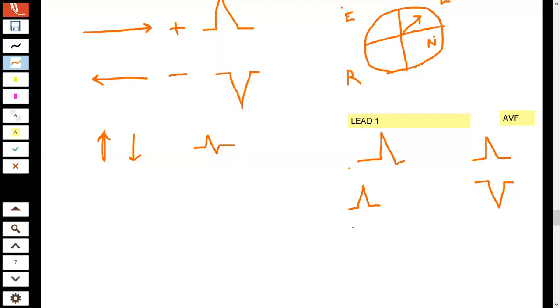If the QRS is negative in lead 1 and positive in AVF, we call it the right axis deviation, and the vector will lie somewhere between this quadrant. And in extreme deviation, we get both negatives. That means in both leads, depolarization is away from the lead, like a pathology lies there. This is basically called the quadrant method.